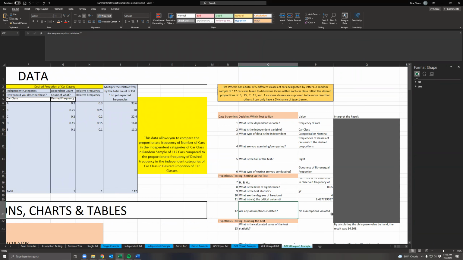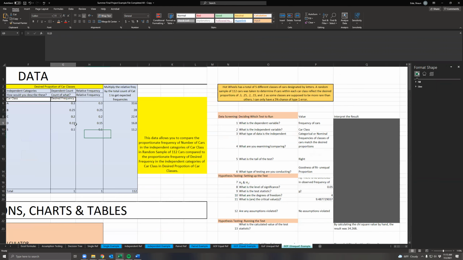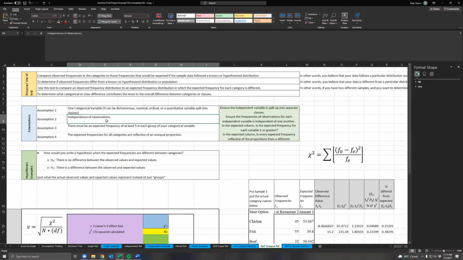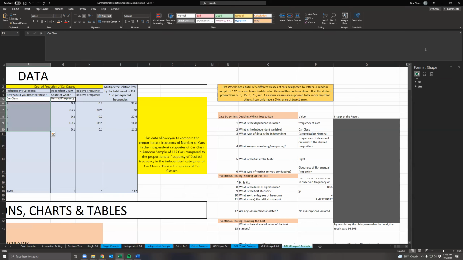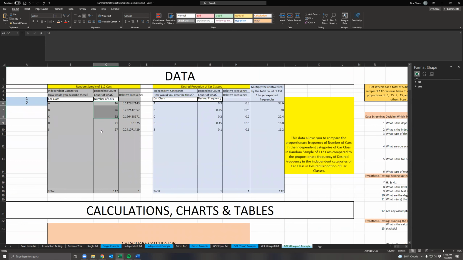Okay. And so now let's take a look at the assumptions. So we're going to look right here, and we've got assumption 1, 2, 3, and 4. So one categorical variable, and we do have one categorical variable. The categorical variable is the car classes, and it's split up between 5 categories. And then independence of observation. So with independence of observation, what we have here is every single one of these cars is a different observation.